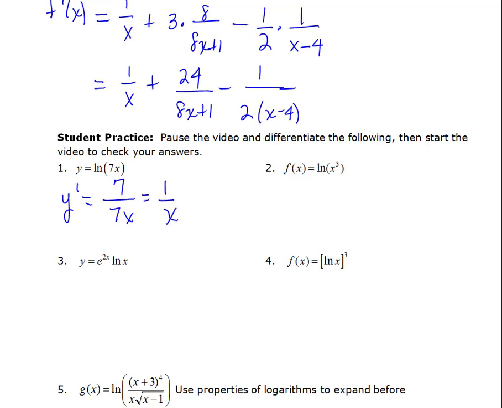Now in this problem right here, you can rewrite the expression or not rewrite the expression. If you don't rewrite it, we get f prime of x. It's 1 over u, which is x cubed, times the derivative of what's inside, which is 3x squared. When you simplify that expression, you're going to get 3 over x.